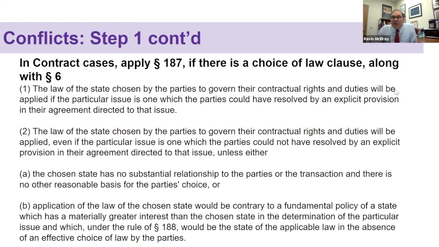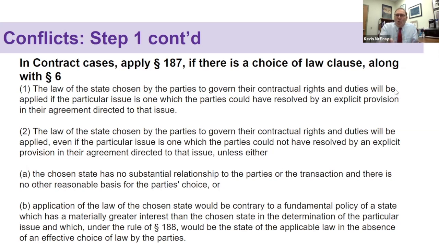Section 187(2) will allow it unless, so now it becomes sort of the presumption, unless one of two things. The chosen state has no substantial relationship to the parties or transactions. So if we live, work, and everything we're doing is between parties and commerce between Tennessee and Kentucky, and we just decide to apply the laws of the state of Washington, they're not going to allow that to get around these mandatory rules.